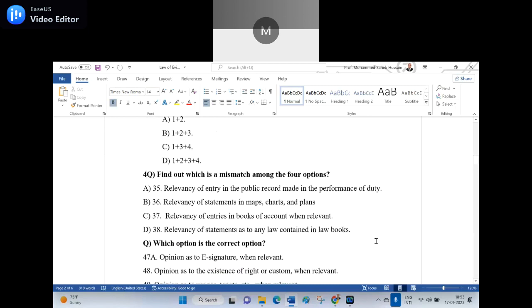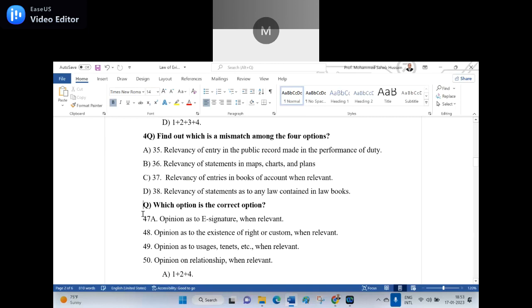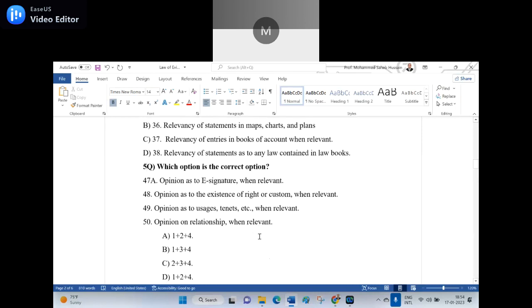Which option is the correct option? Here, fifth question. Number 1, section 47, option A, opinion as to the e-signature when relevant, and B, section 48, opinion as to the existence of the right or customs when relevant, and 3, section 49, opinions as to the usages, tenets, etc. when relevant. Then the option 4, section 50, opinions on relationship when relevant.